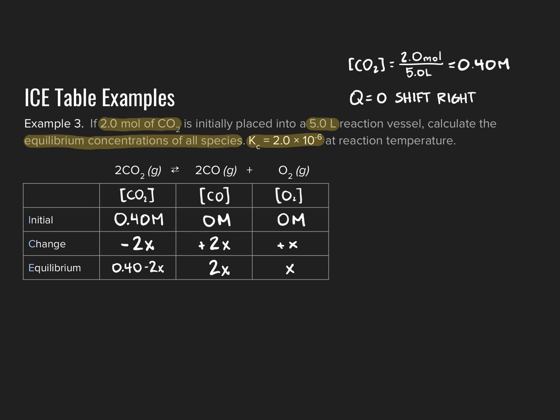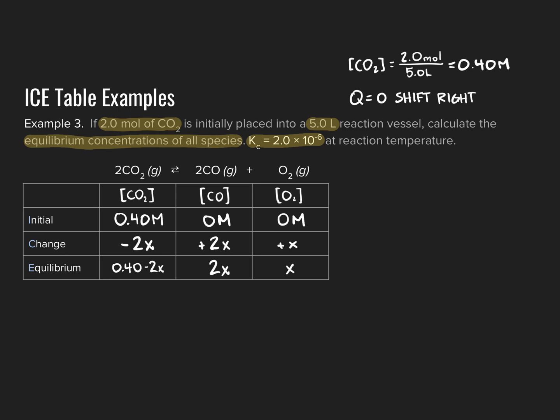The next step will be to have a look at our value of the equilibrium constant Kc. Our defined value of Kc was given to us here as 2.0 times 10 to the negative sixth. And as always, that Kc value is defined as the ratio of the concentration of the products over the reactants.